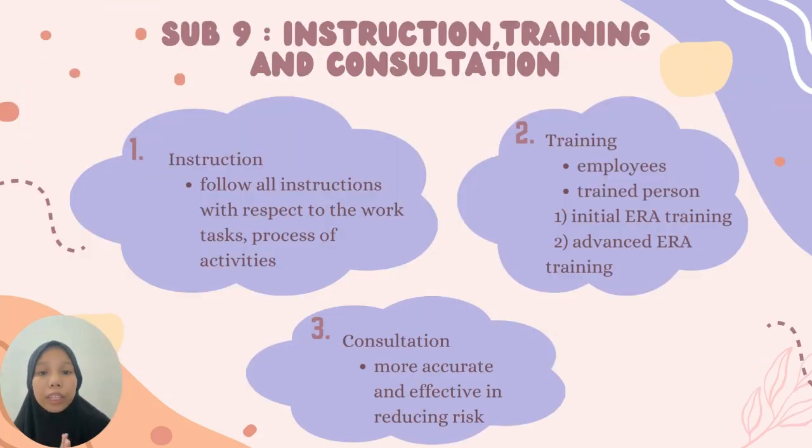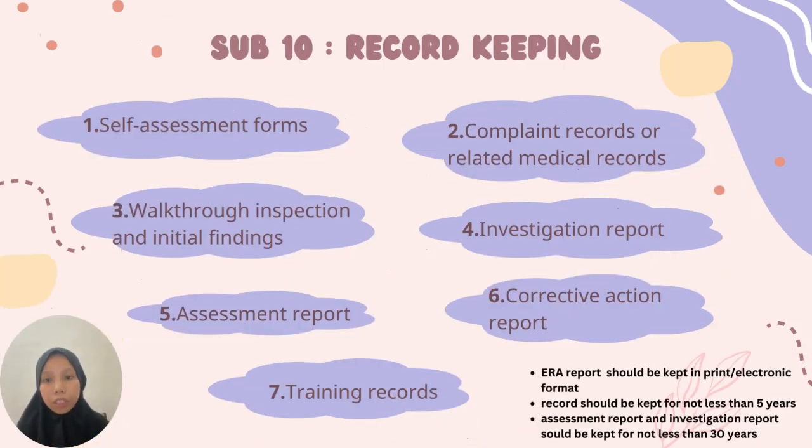For subtopic 9, instruction, training, and consultation. For instruction, employees should follow all instructions given by the employer with respect to the work task, process, or activities as recommended by the assessment report. For training, awareness and education training should be conducted for the employees at work, trained person, and management. It also consists of two groups, which are employees and trained person. For the trained person, it is necessary to attend training for conducting initial ERA and advanced ERA. For consultation, consulting directly with employees is more accurate and effective.